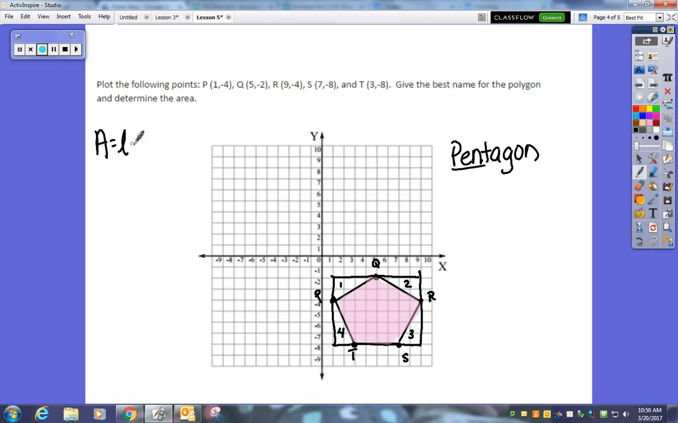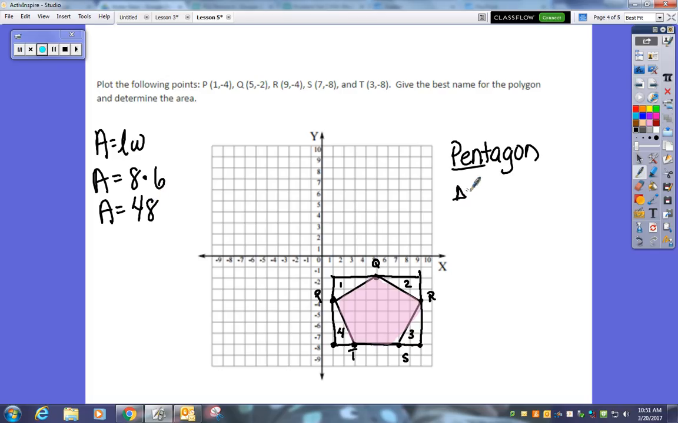So length times width. Again, I'll go from this point to this point for the length or the width, either one. 1, 2, 3, 4, 5, 6, 7, 8 is one dimension, and 1, 2, 3, 4, 5, 6 is the other dimension. So our rectangle's area is 48 square units. Next, I'll do the triangles.